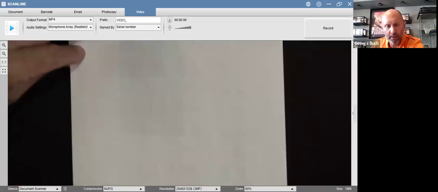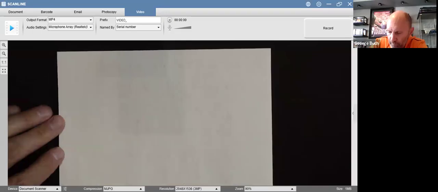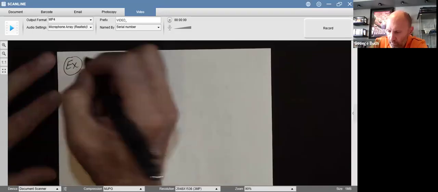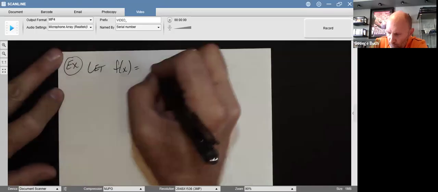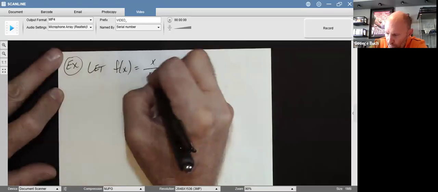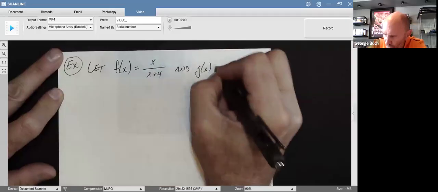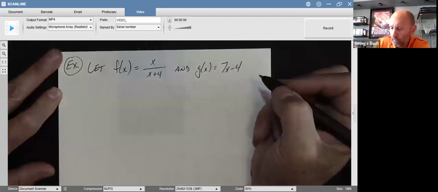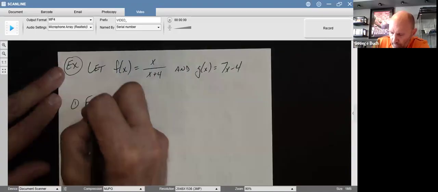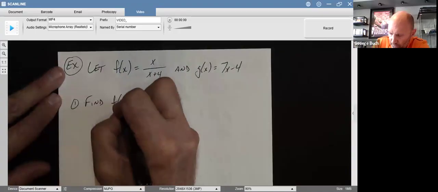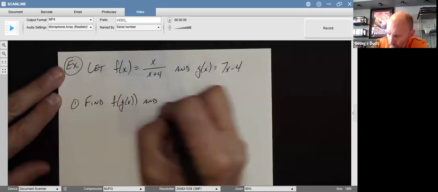All right, last but not least, so let f of x equal x over x plus 4. And g of x is equal to 7x minus 4. So first we want to find f of g of x and its domain.